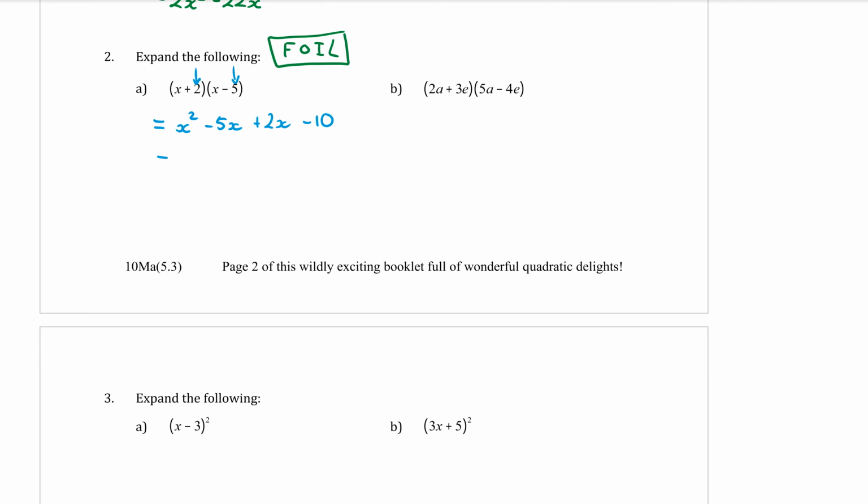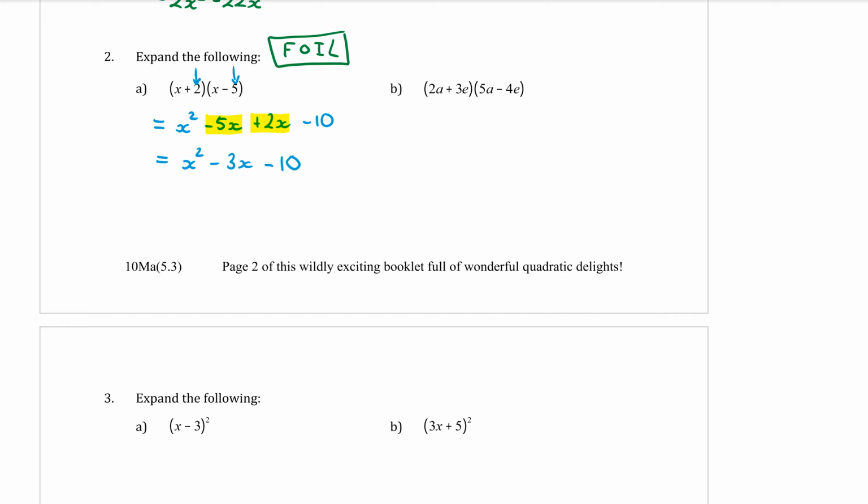Like we did in the last question, we need to look for like terms to collect. And in this one, we have minus 5x and a plus 2x that are like terms. So my final answer will be x squared, minus 5 plus 2 is a negative 3x, take away 10.